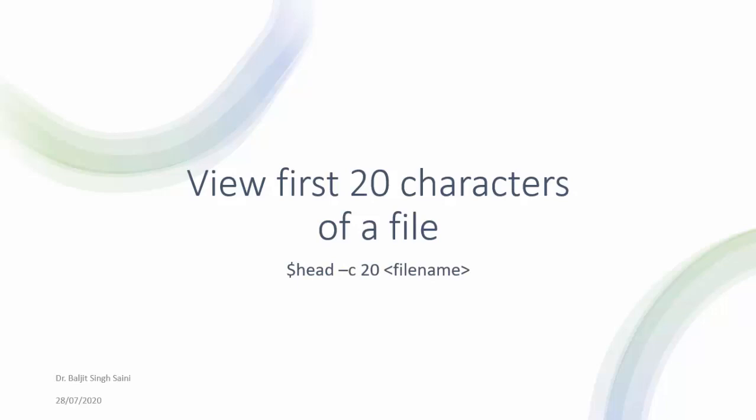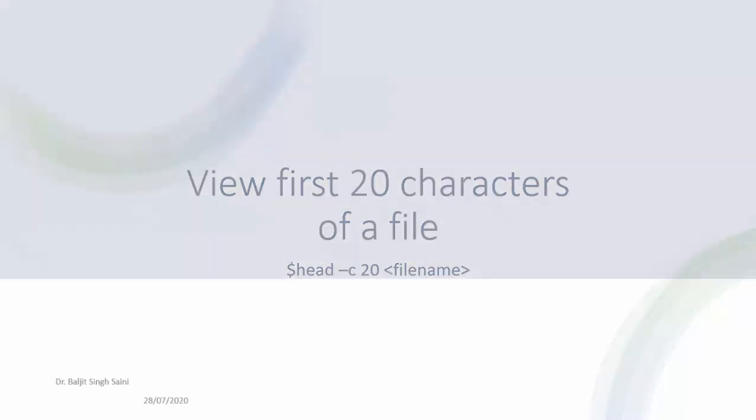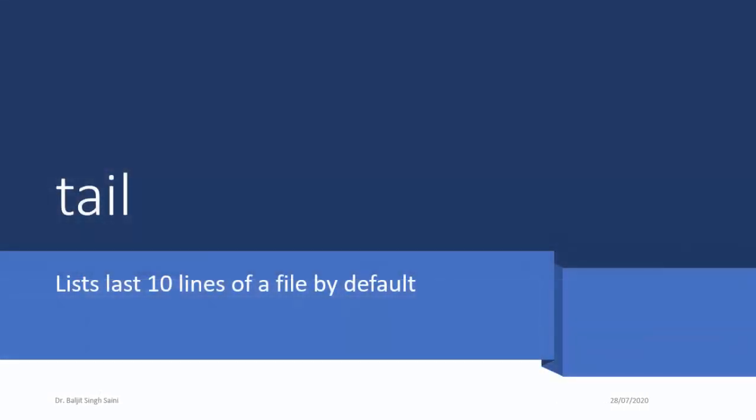So that was all about the head command. It was pretty simple. The head command is just going to give you the first 10 lines or n lines or n characters that you want to see from the file. The next command is the tail command.